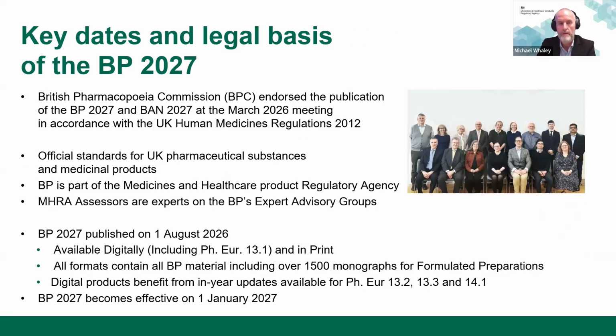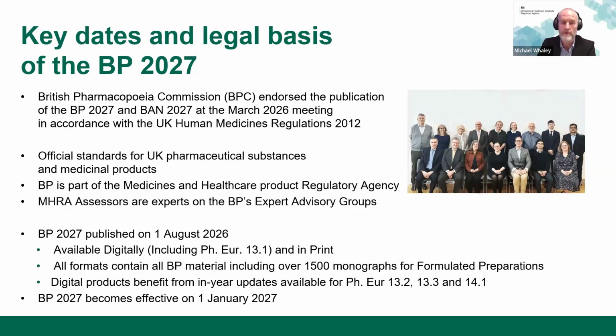So back in March this year, in accordance with the Human Medicines Regulations 2012, the British Pharmacopoeia Commission endorsed the publication of the 2027 edition and the British Approved Names 2027. The BP provides the only official standards for pharmaceutical substances and medicinal products in the UK, and importantly, the BP sits within the Medicines and Healthcare Products Regulatory Agency. This means that we benefit from having MHRA assessors as experts on each of the BP's expert advisory groups.